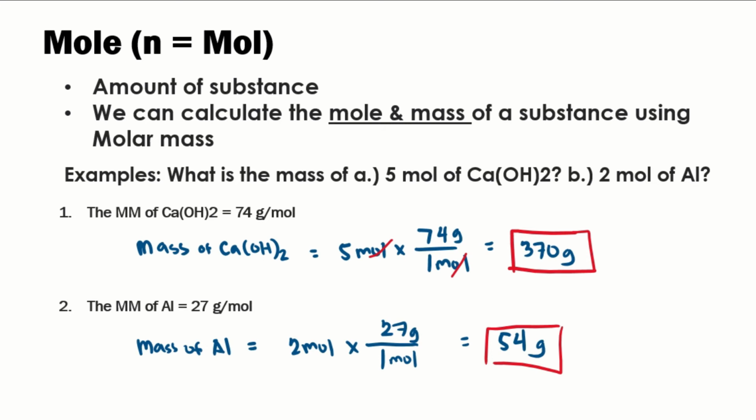Okay, next we have number 2. The molar mass of aluminum is 27 grams per mole. So sabi niya dito, yung given 2 moles. So using the 2 moles times the molar mass, so of 27 grams over 1 mole, cancel si mole, we have 54 grams. So that's how you compute for the mass using the mole and the molar mass.